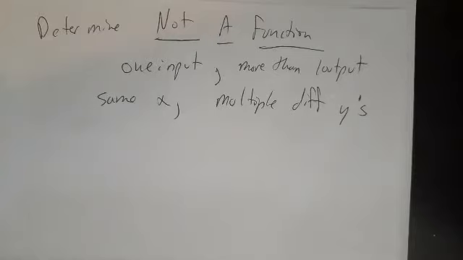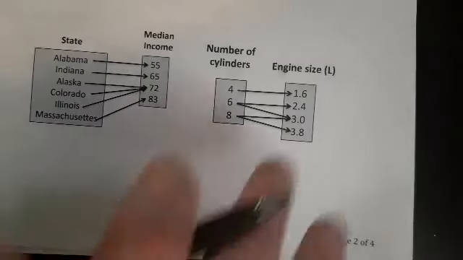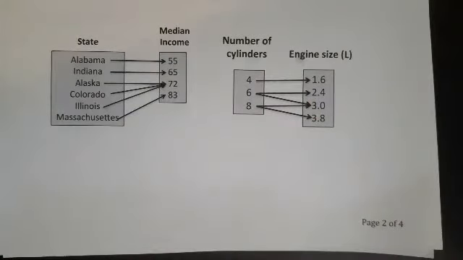So we want to see if it breaks the definition of a function. And this is the way that it's going to end up breaking it. If we have one input, more than one output, or if we have the same x and we have multiple y's. So this is going to change a little bit depending on what sort of form we're looking at, whether it's in a diagram like this or whether it's in ordered pairs. But we're looking for the same x, a repeated x, with different y's.